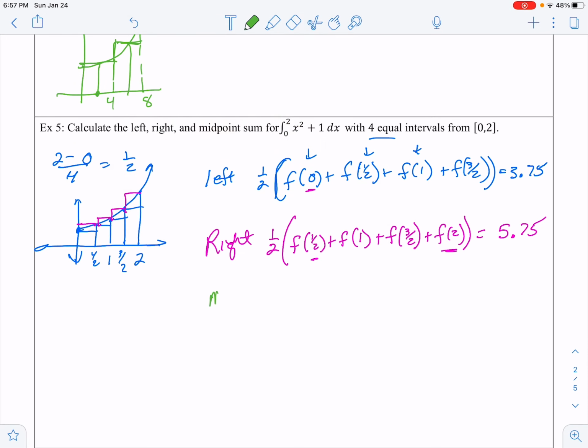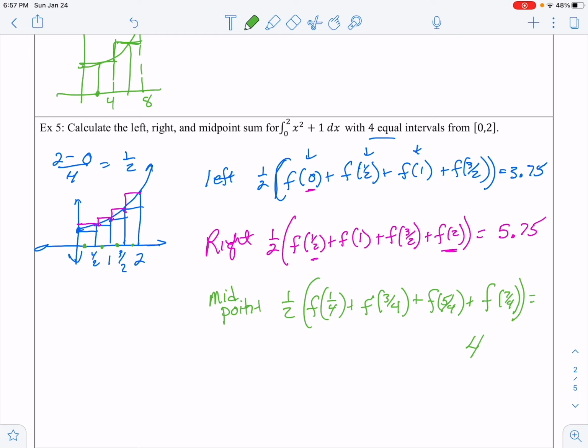Now when I switch and do midpoint, I need the points in between. The width is still a half, but then I need f of 1/4 plus f of 3/4 plus f of 5/4 plus f of 7/4, and you end up with 4.625. Okay, that's all there is to it.